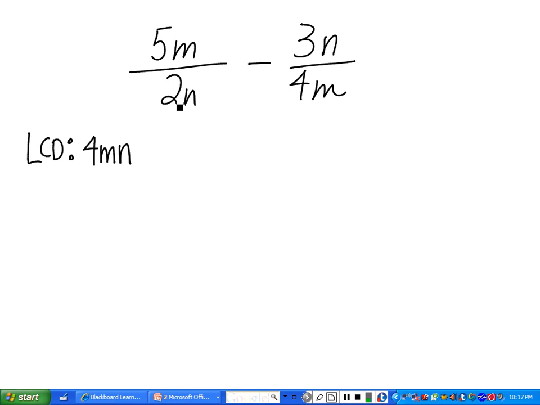So in order to get 2n to be 4mn, I gotta see what I can multiply times 2n to get that. And all I need is a 2 and an m to get this LCD 4mn. And because I multiplied it times the denominator, the only legal way to do that is to also multiply the numerator times 2m as well. And then on this side, I have the 4 already, right? I have the m already, but I'm missing the n. So I only need to multiply the numerator and denominator by n.